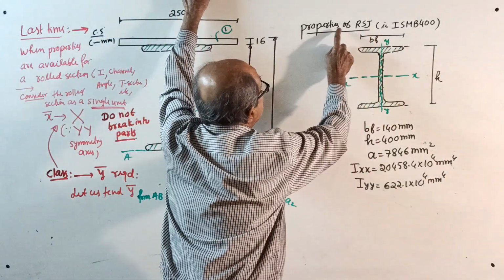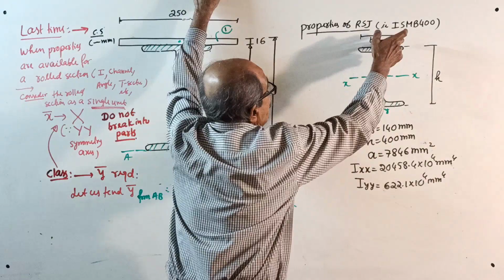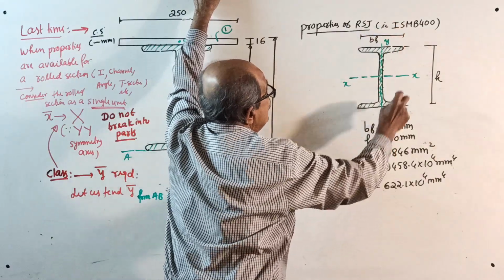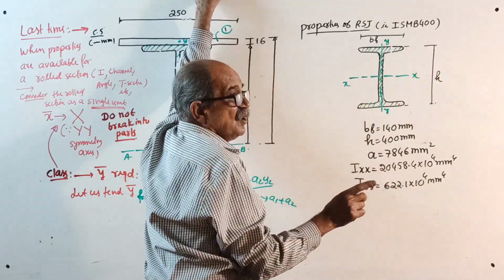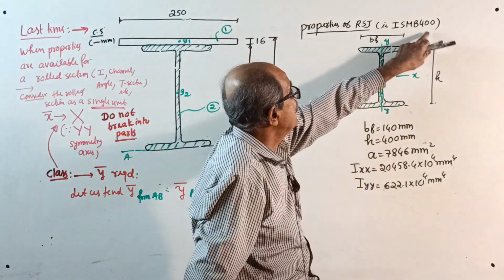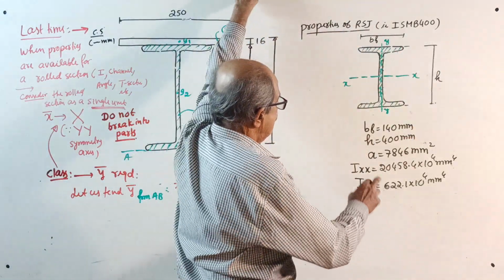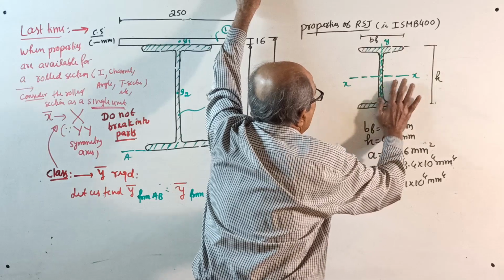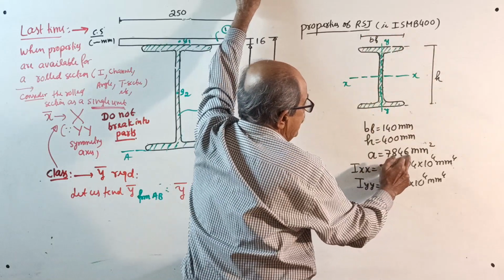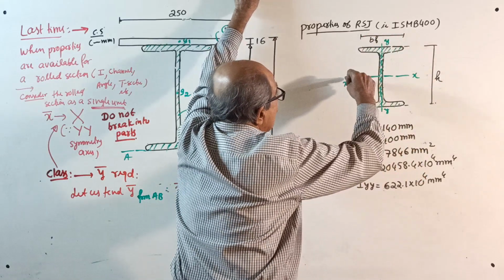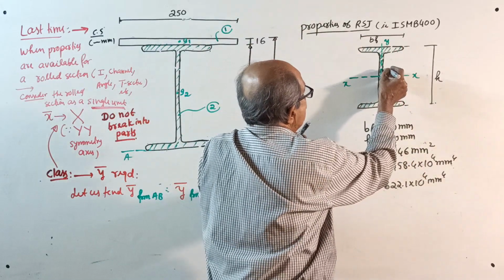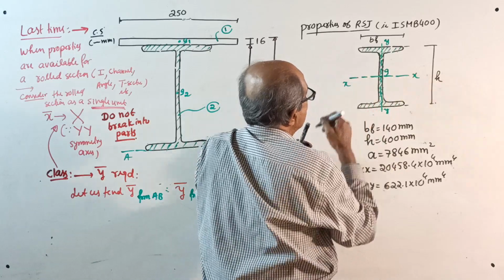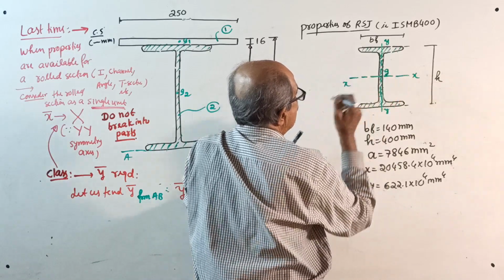Properties are given. Properties of RSJ, as I told you: breadth of flange 140, depth of section is H. It is not written there; that number itself is the depth in millimeter. Then the total area is 7846 mm square. The centroid will be here, at this junction, G.